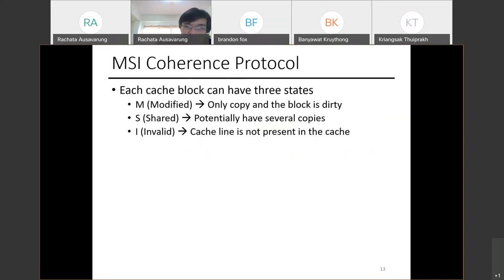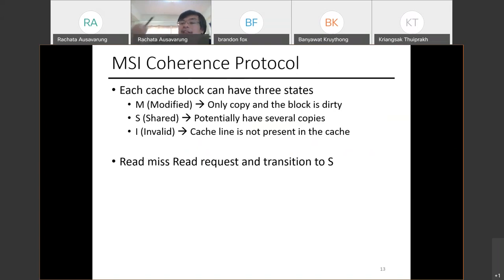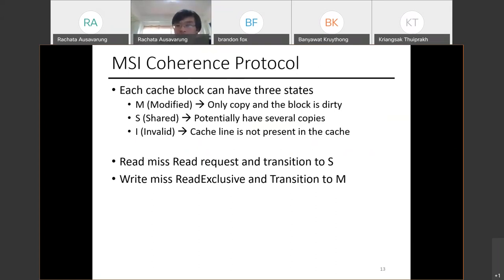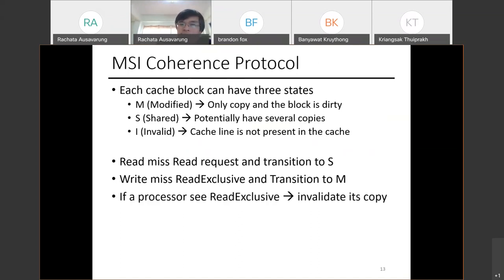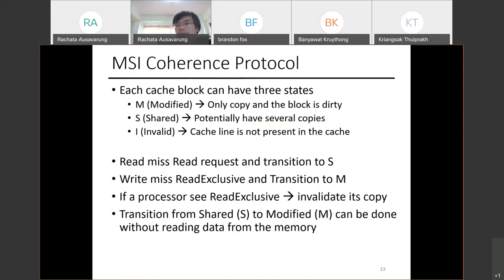So if you have a read miss, basically a cache miss when you want to read the data, you send a read request and you transition to S. Originally it's invalid, and this is now shared because you read it. If you have a write miss, you transition from invalid to modified. You send a read exclusive to everyone else. If a processor sees read exclusive, it invalidates its copy, and then the transition from shared to modified can be done without reading the data from the main memory.